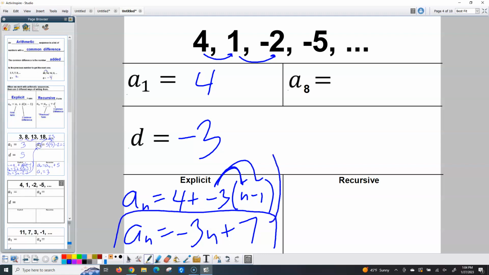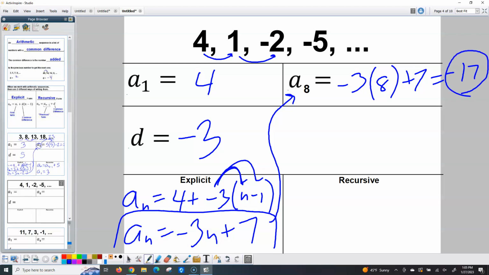If you wanted to find the 8th term, a sub 8 would be -3, and then where that n is, you'd plug in 8. So -3 times 8 is -24 plus 7 is negative 17, I believe. The recursive form would be a sub n equals a sub n minus 1 plus the common difference, or in this case, minus 3, with a sub 1 being 4.